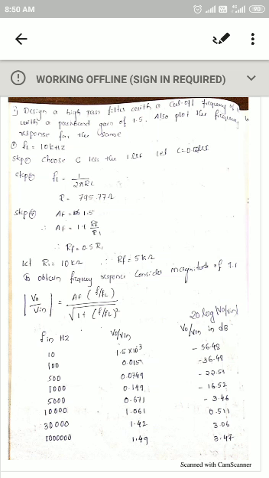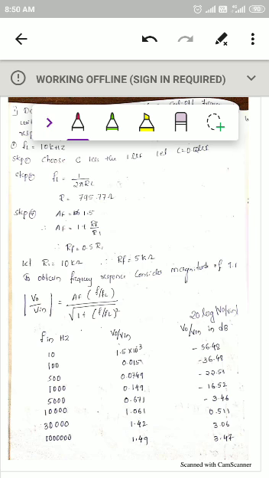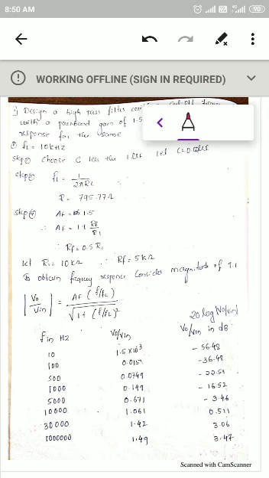So problem number 1. Design a high pass filter with a cutoff frequency of 10 kilohertz with a pass band gain of 1.5. Also plot the frequency response for the same. So here they have given FL as 10 kilohertz.